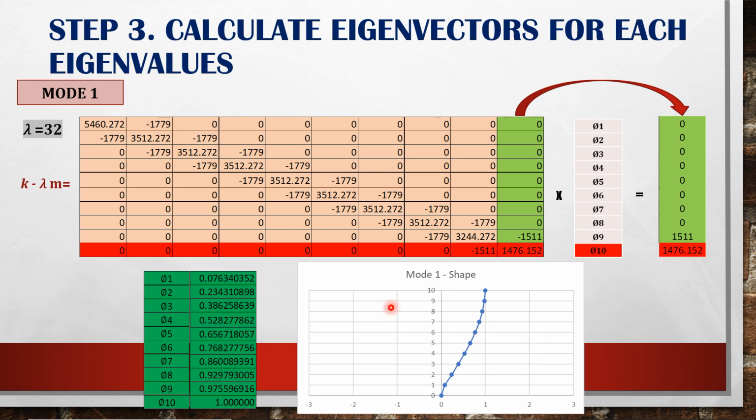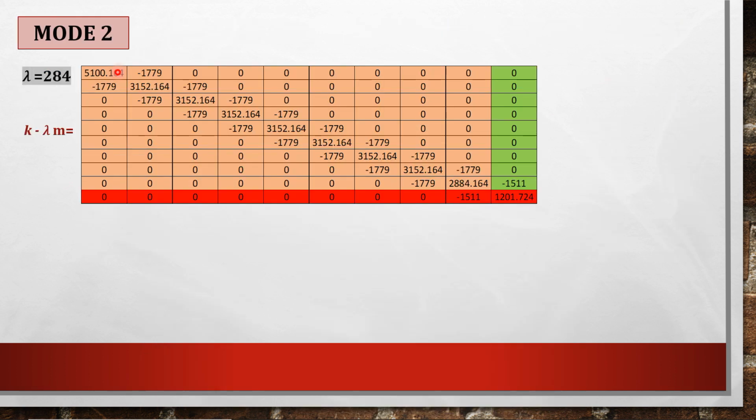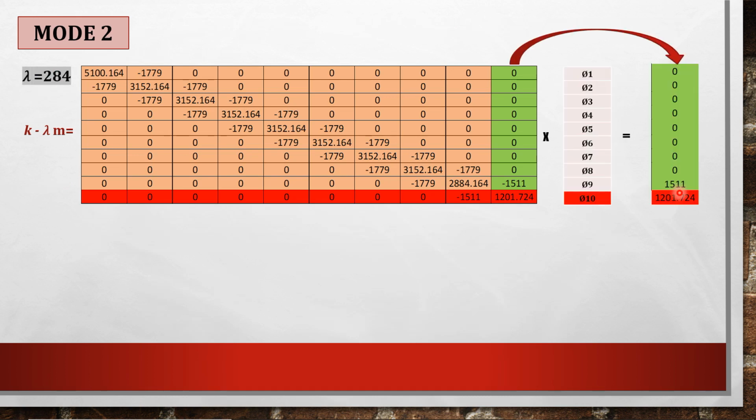For mode 2, the same process. This is our characteristic equation matrix. Here is the characteristic equation. We plug in the value of lambda, which is equal to 284, here, until we reach mode 10, the 10th floor. So, the same as the mode 1 that we solved. We move this over here, negative becomes positive. Then, if we multiply the inverse of this 9 by 9 matrix, in pink or peach, with this, we get our 10 eigenvectors.